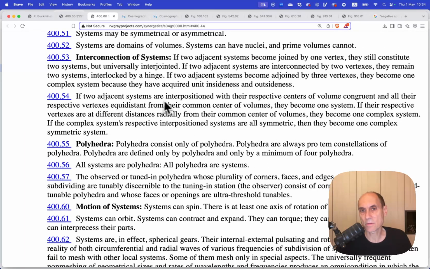If two adjacent systems are interpositioned with their respective centers of volume congruent and all their respective vertexes equidistant from their common center of volumes, they become one system. So that's a fourth state where they are completely overlapping. If their respective vertexes are at different distances radially from their common center of volumes, they become one complex system. If the complex systems' respective interposition systems are all symmetric, then they become one complex symmetric system.